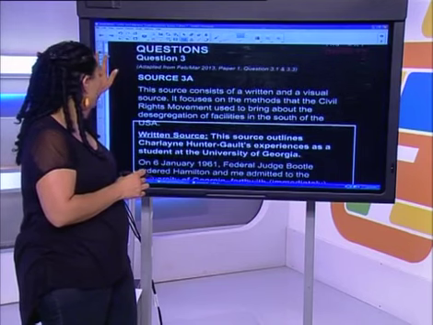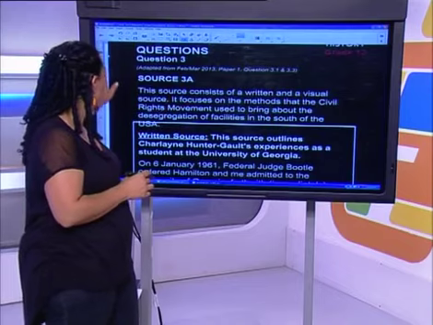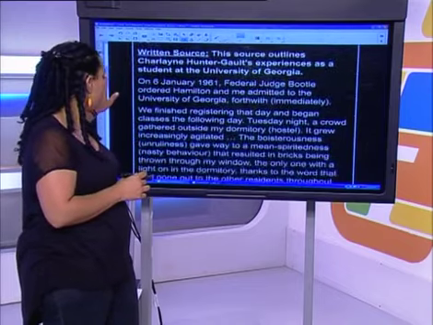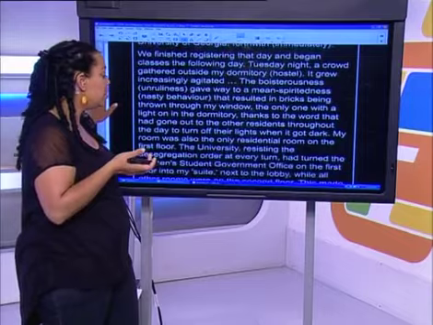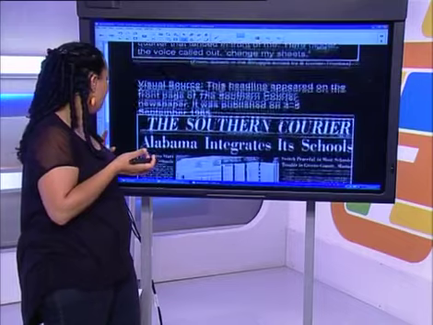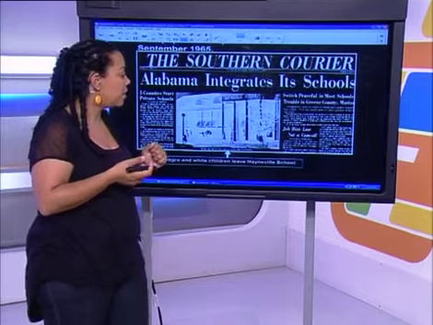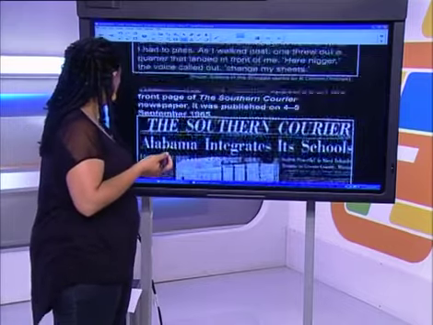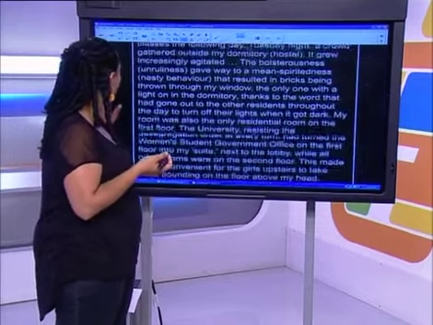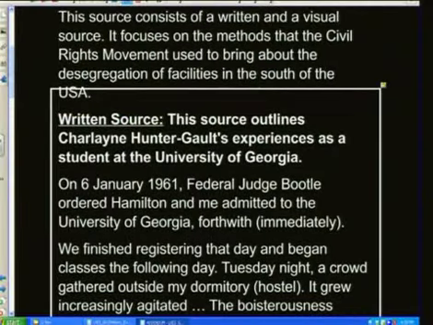Again, if you have a look at your addendums at home, you'll see that the source is made up of 2 parts. We have our written part over here, which I won't read to you, but I'll take you through it quickly. And then we also have this part over here, which is a newspaper clipping. Okay? Right. And you'll see that both of them are about integration and the desegregation of facilities such as schools.